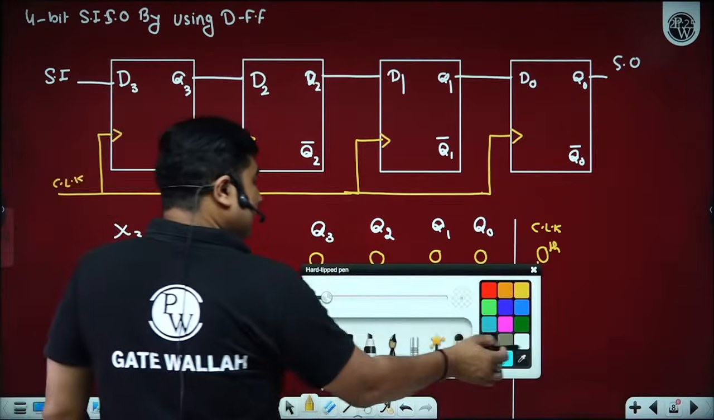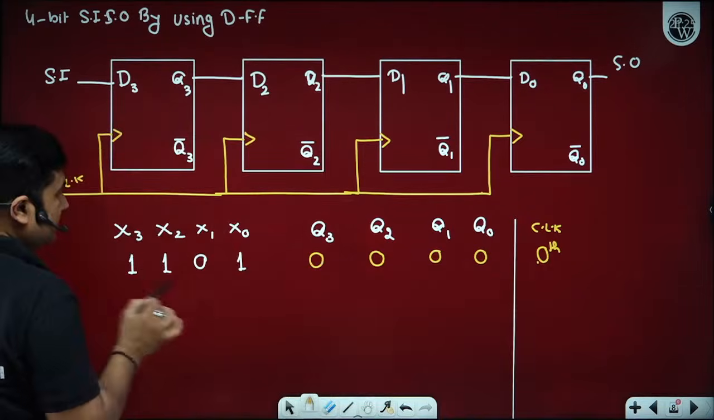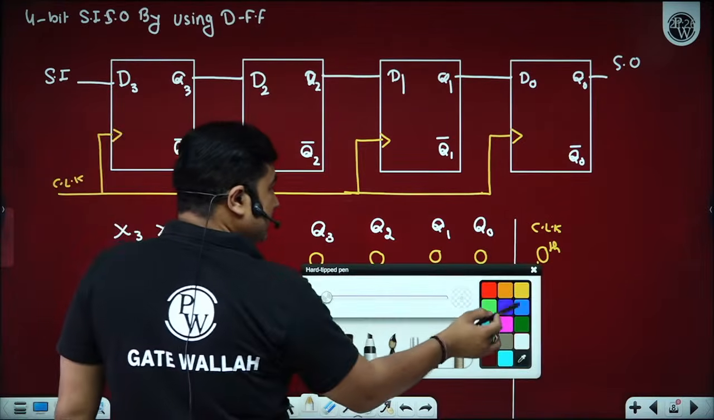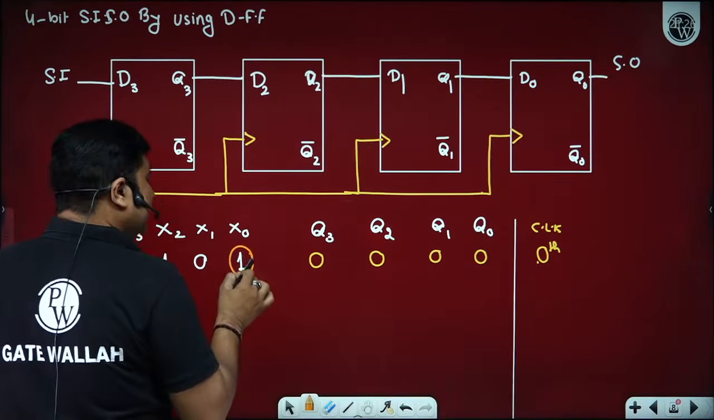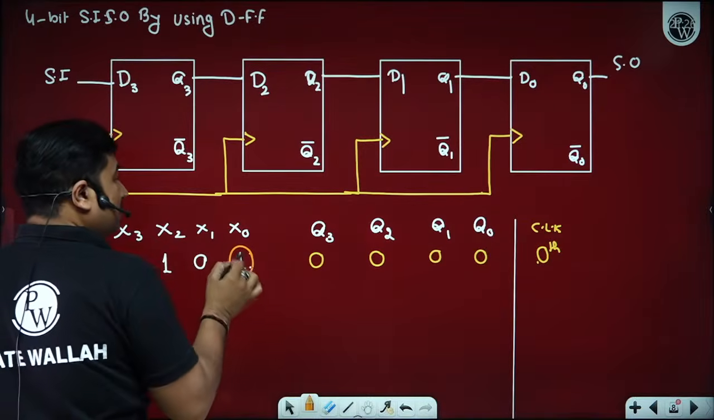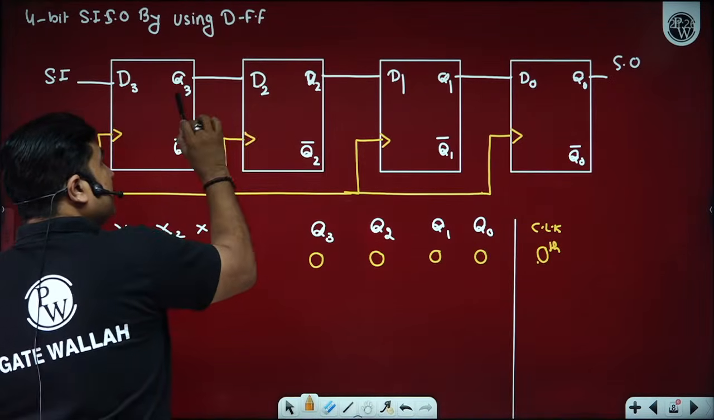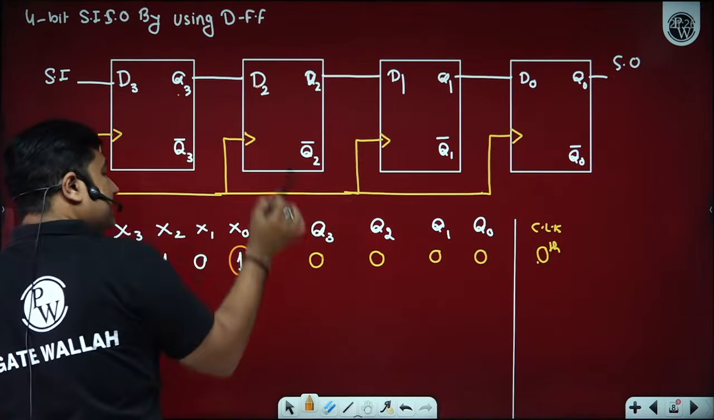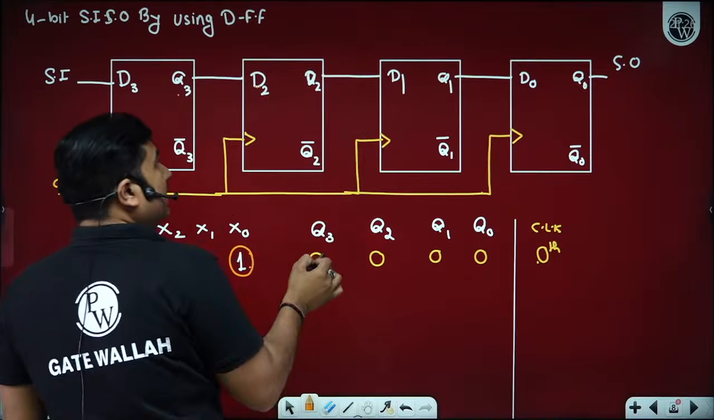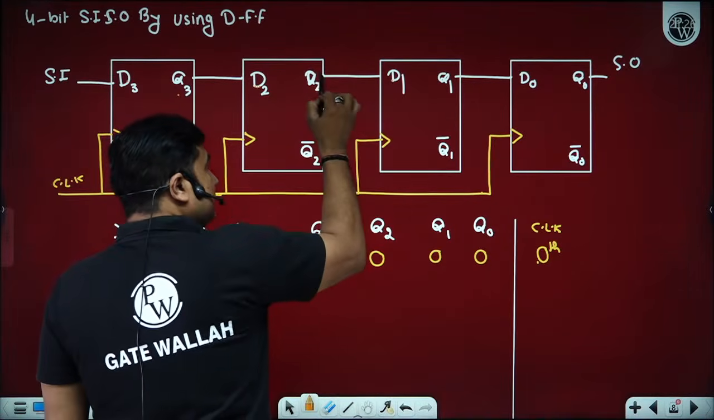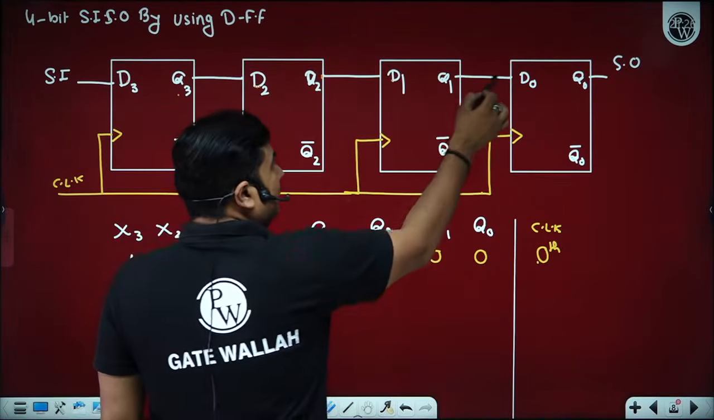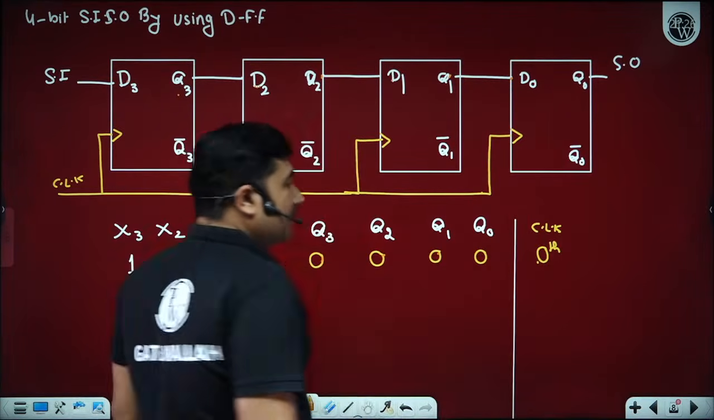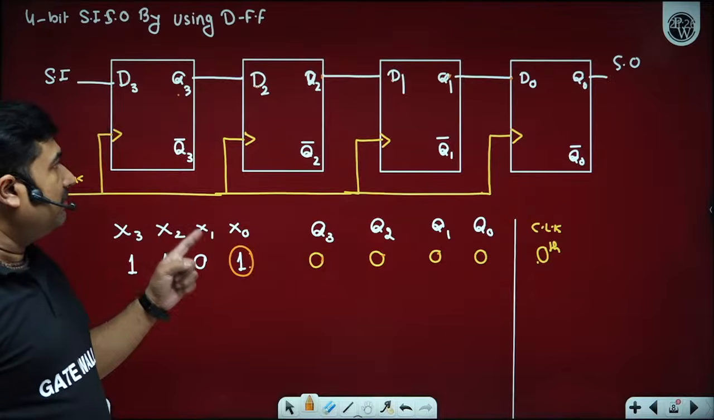Now, the data applied to D3 is this X0 first. When the data applied to D3 is X0, the data applied to D2 is the same as Q3, that is 0. Data applied to D1 is Q2, that is 0. Data applied to D0 is Q1, that is 0.